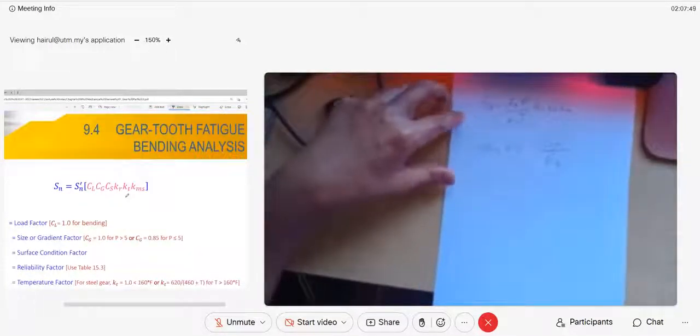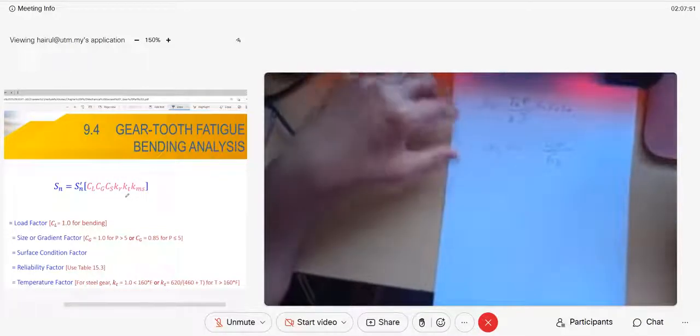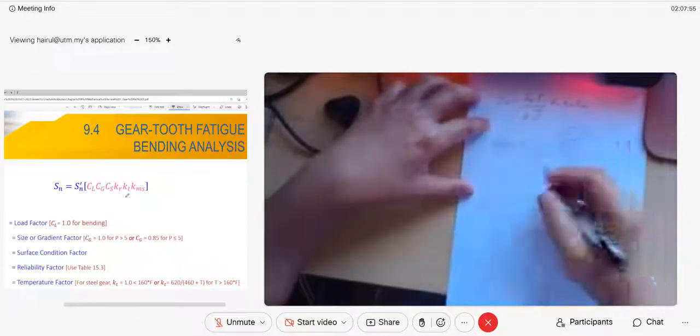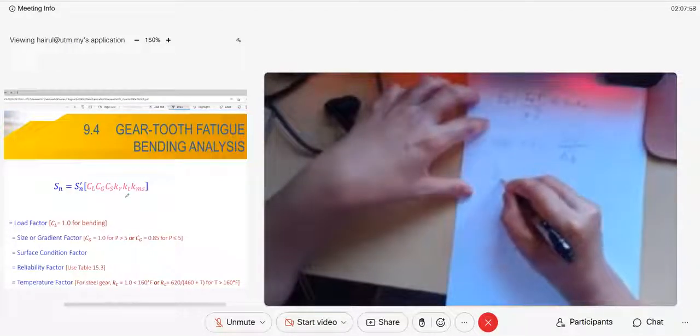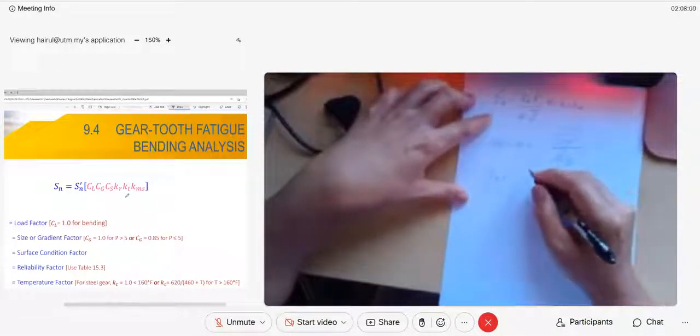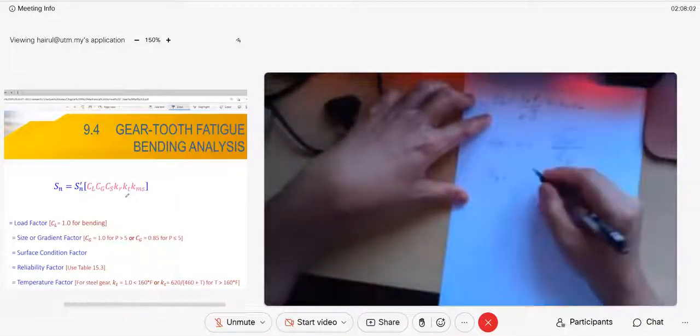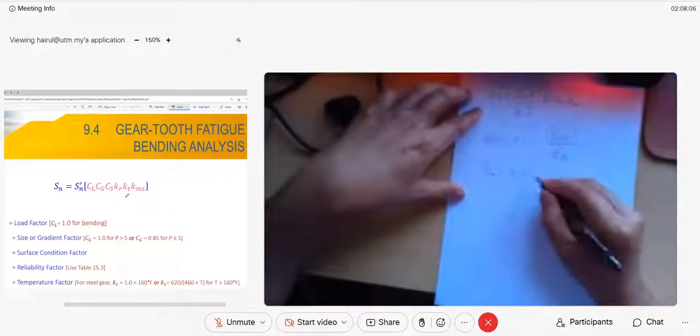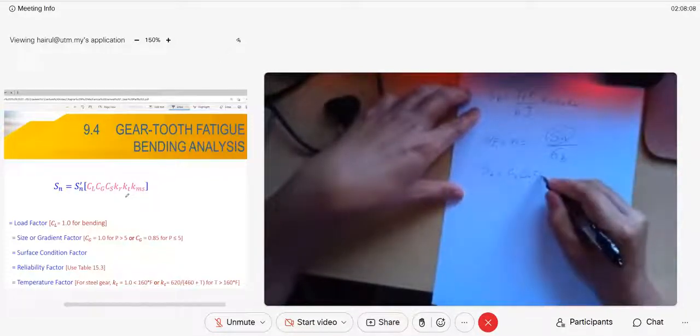Class, this is your SN, the endurance limit of your gear tooth. SN, the endurance limit, is related to your SN prime. Actually, we have CL, the load factor as for a shaft, the gradient factor, the size factor, and the surface factor. This one is the same.